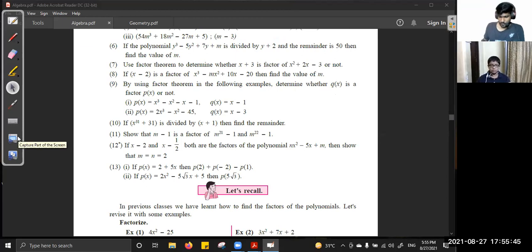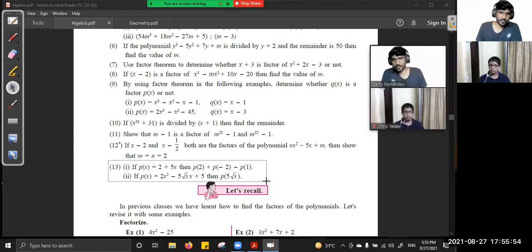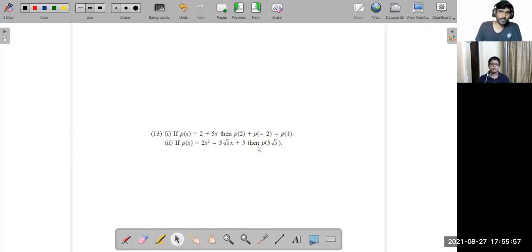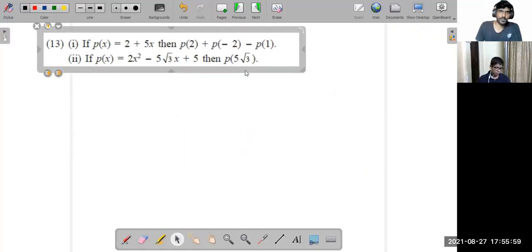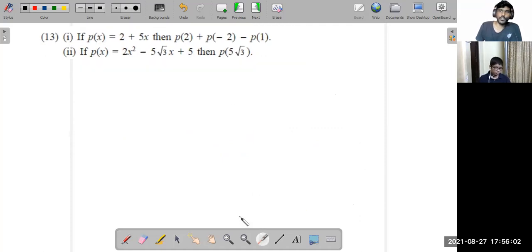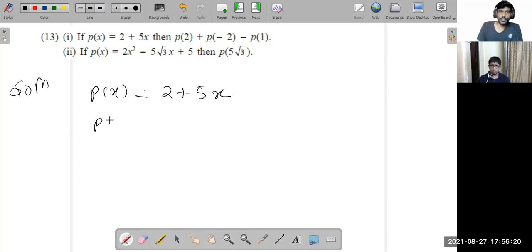Can you try the 12th one? Okay, before the 12th one, try the 13th one. Will you be able to do it? First one, 13th, first one. The polynomial is given to you. P(x) is given to you, 2 plus 5x. You have to find out p(2) plus p(-2) minus p(1).